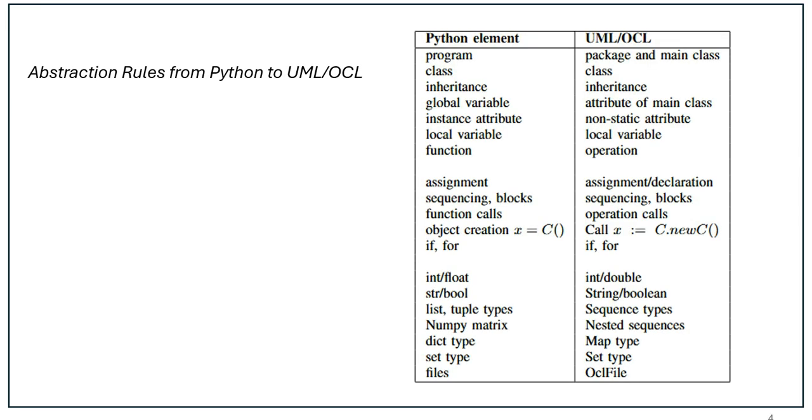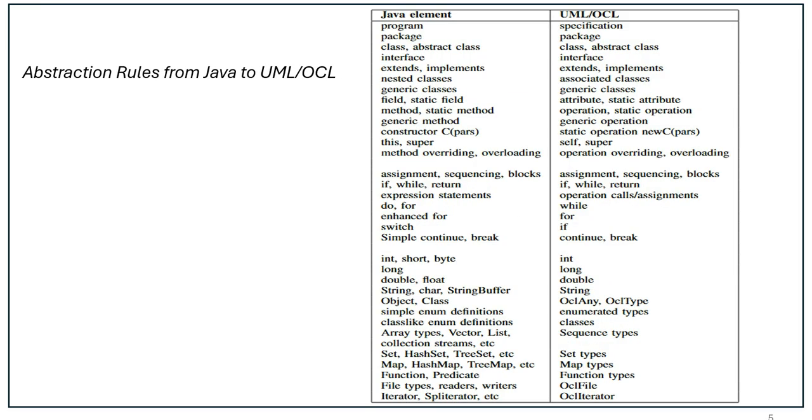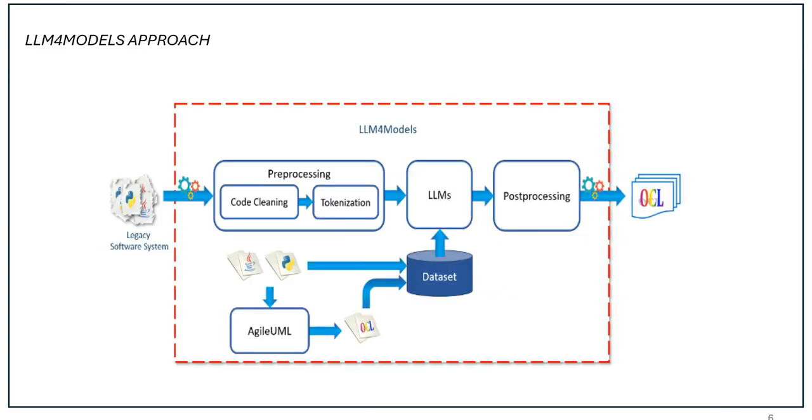The precise rules that we use are those encoded in the Agile UML toolset. They go from Python code elements to UML OCL elements, and also Java to UML OCL. And then that precise rule-based approach is used to produce OCL from the selected Java and Python. That produces a training data set for the LLM, and then a standard inference process is used to apply that to new programs.